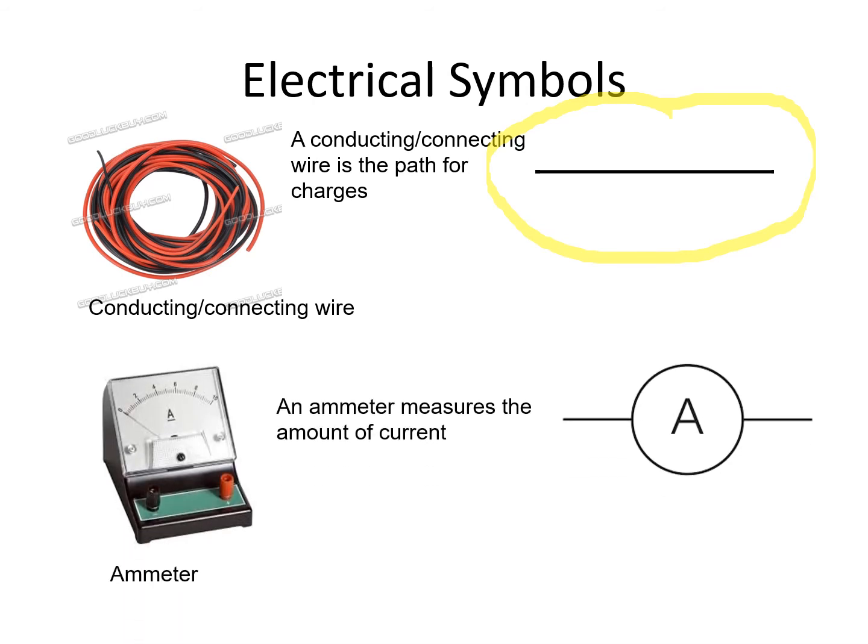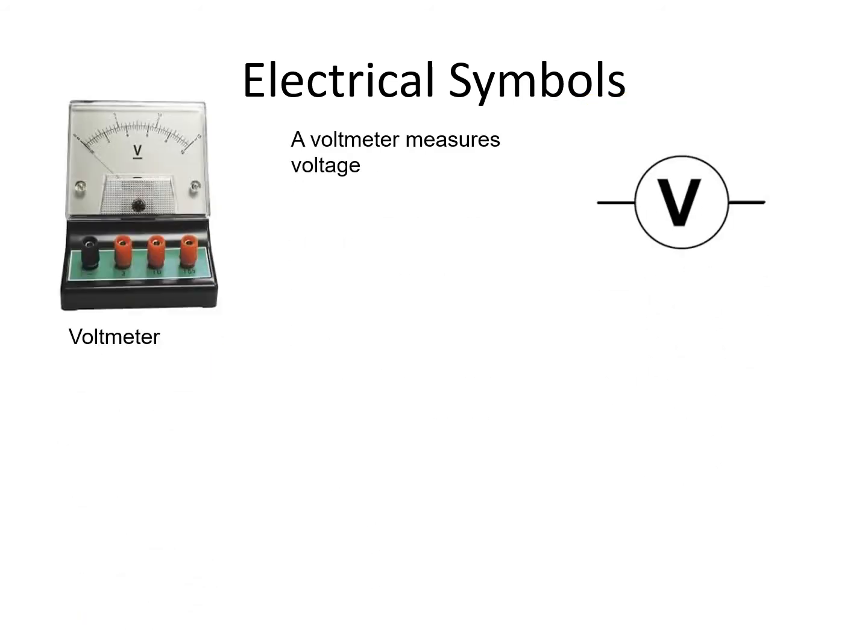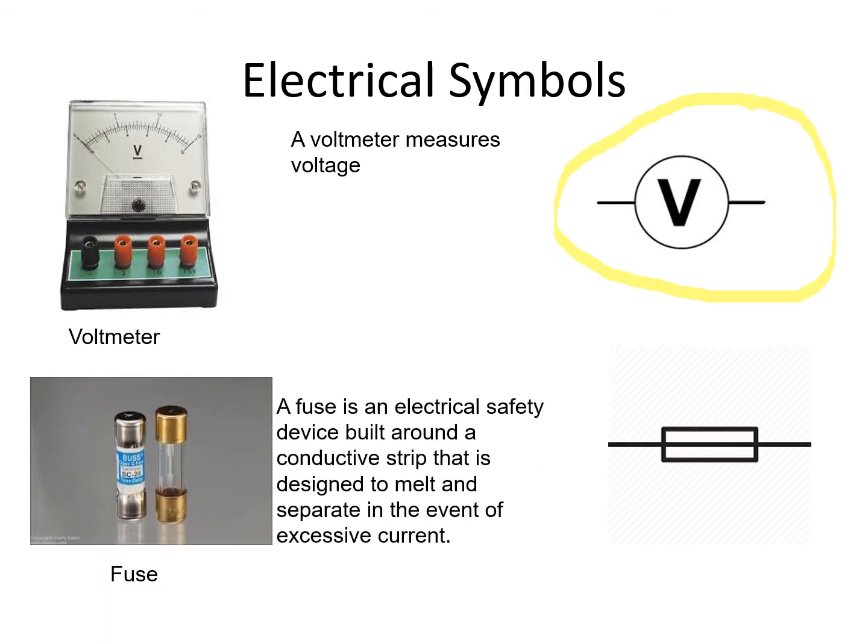Ammeter. An ammeter measures the amount of current. The symbol is this one. A voltmeter measures voltage. This is the symbol for a voltmeter. Fuse. A fuse is an electrical safety device built around a conductive strip that is designed to melt and separate in the event of excessive current. This is the symbol for a fuse.